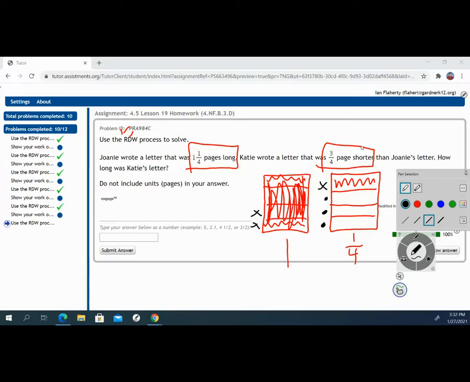less of it. So that means we're going to go with the X's. We're going to actually take 3 spots away. We're going to take away 1/4, 2/4, and 3/4. So Katie's letter was this long.